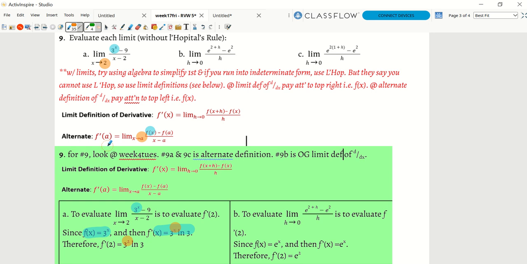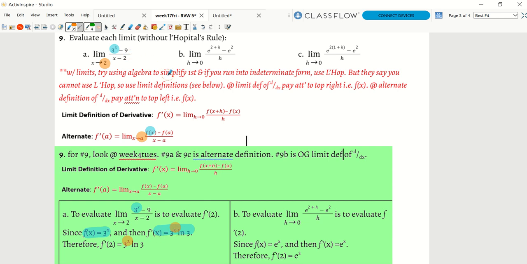So basically, if I were to convert this into a sentence right here, look at the top left, take the derivative, and then plug in 2 for your x, okay? So I took the derivative of this, I get that, and plug in 2 for x, okay?